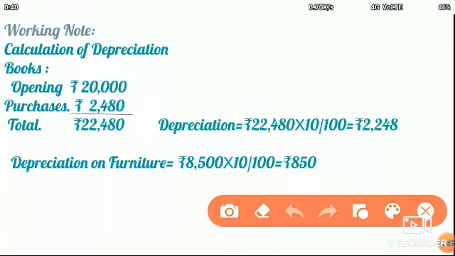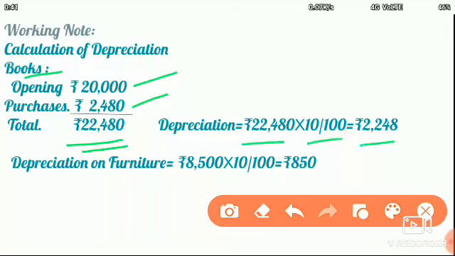The calculation of depreciation for books: opening value is 20,000. Purchases made during the year at the beginning is 2,480. So our total value of books is 22,480. So we have to provide a depreciation of 10% on this amount. So 10% on this amount comes to 2,248. Then furniture we have to provide on the opening value, that is on 8,500. There is no purchase and there is no sale also, so we will provide at the rate of 10% on this. So the depreciation will be 850.